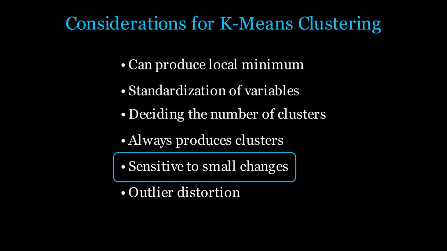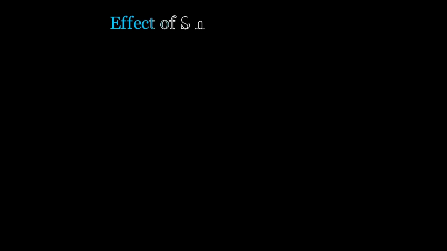Clustering can be sensitive to small changes. Removing a few observations or slightly altering the data can lead to different cluster assignments. This is why interpreting clusters should be done carefully. Let's see what happens when we remove just a few data points using the same initializations. Here's the final clustering result with all 40 points versus the result with only 36 points.